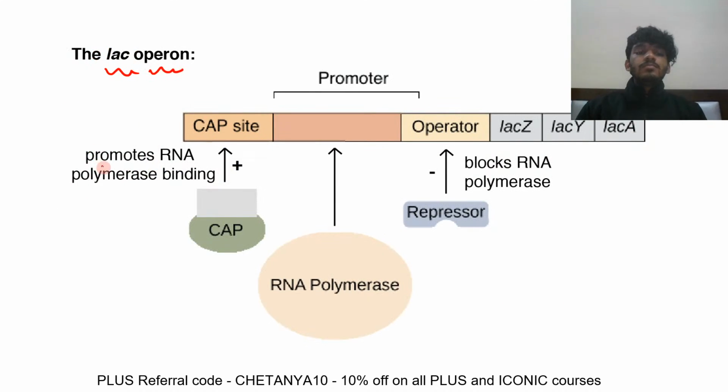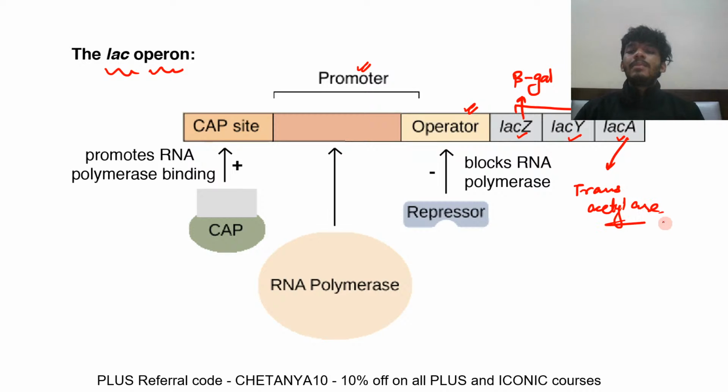In Lac Operon, the first thing is that there is a promoter, there is an operator, and there are three genes present together because they have to be regulated together: Lac Z, Lac Y, and Lac A. One of the common questions was that Lac Z codes for beta galactosidase, Lac Y codes for permease, and Lac A codes for transacetylase, and they are involved in lactose metabolism.